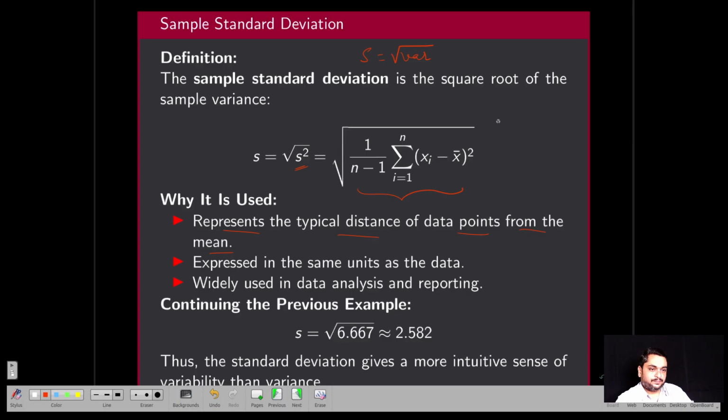When I take a standard deviation, this is my distribution, and this is my central tendency. The standard deviation gives me minus S on this side and plus S on this side. It gives how far the data points are from the central tendency. In the previous example, you take the square root, you will get the standard deviation.